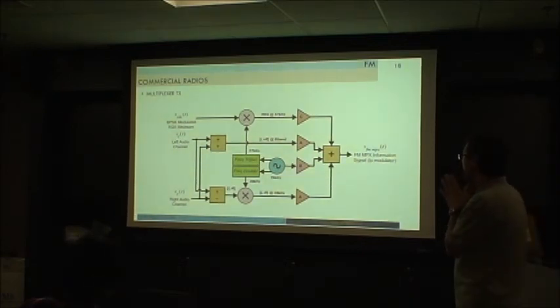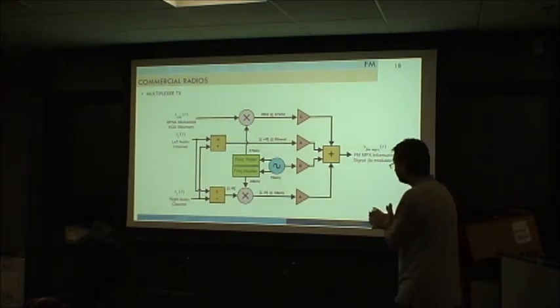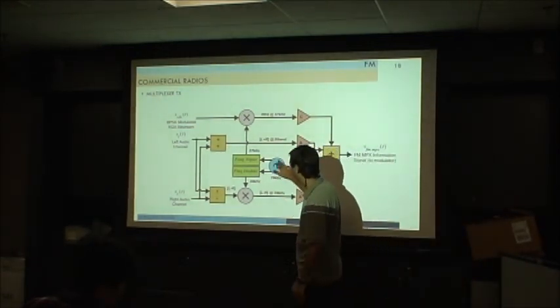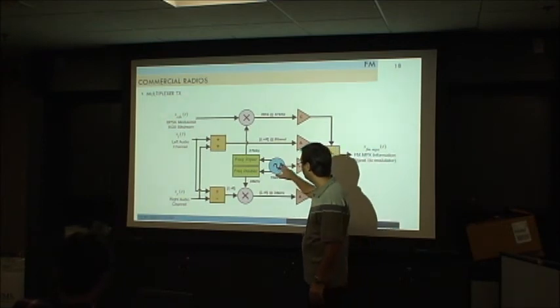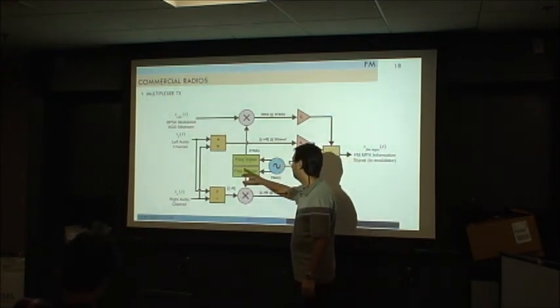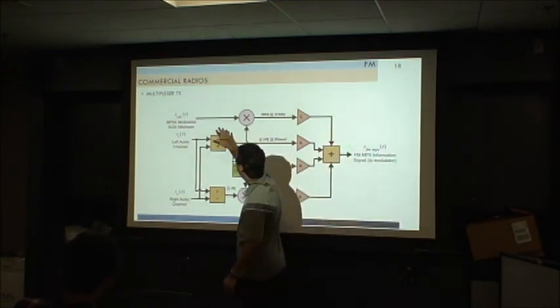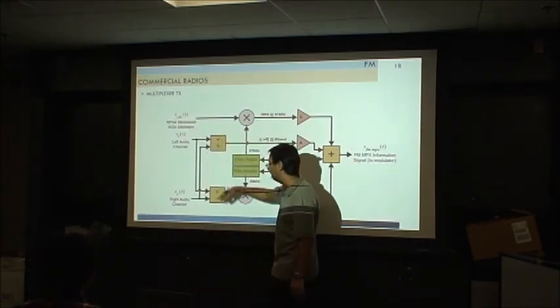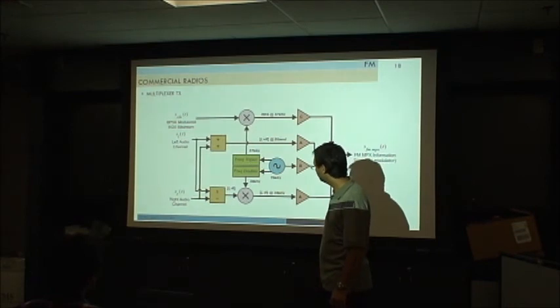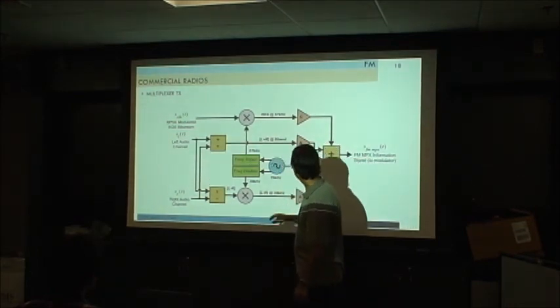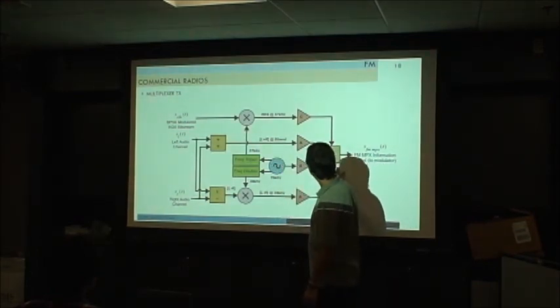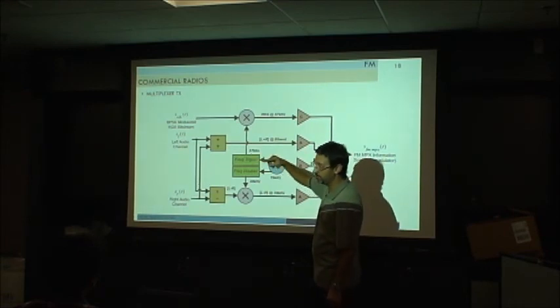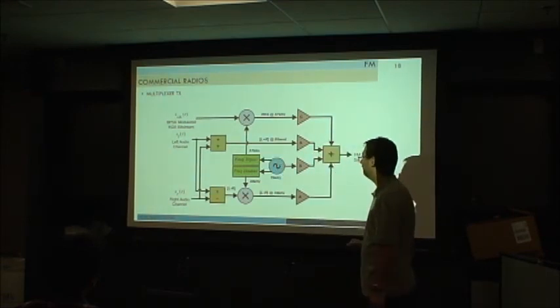Well, this is how we will implement this. We will have some LO or carrier frequency here. We will just multiply by 2, by 3. In our case, we are not using this branch. We are just sending left and right. So here, if you add all together, it will show you the spectrum that the previous slide showed before.